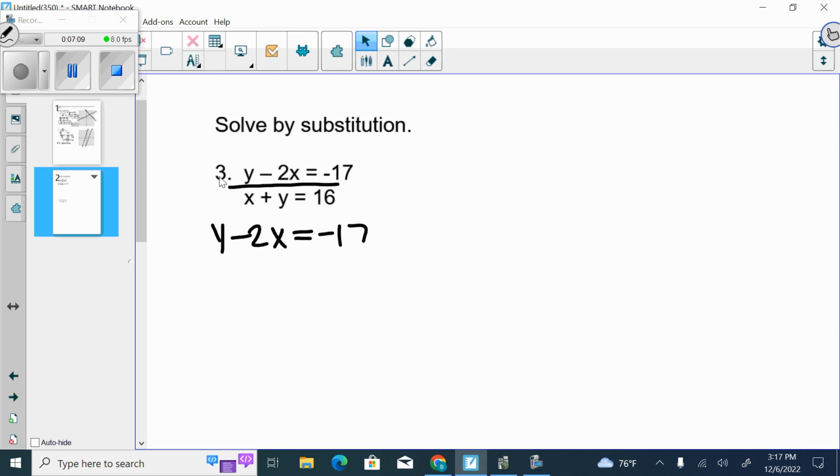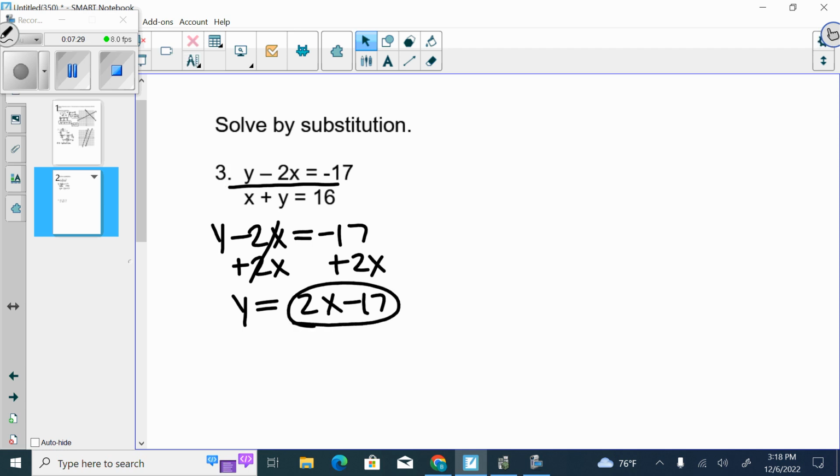Add the 2x. Alright, so now I have y equals, we can't actually put them together, right? So just 2x minus 17. Okay, so now that I know what y is, what am I going to do with it? Right, plug it in to that other equation.